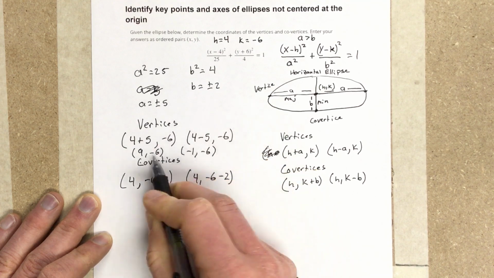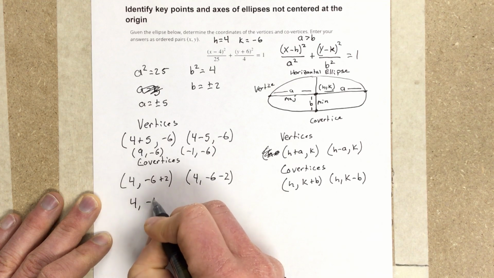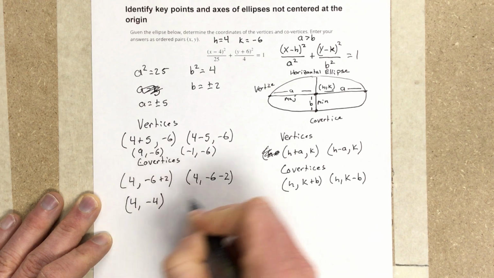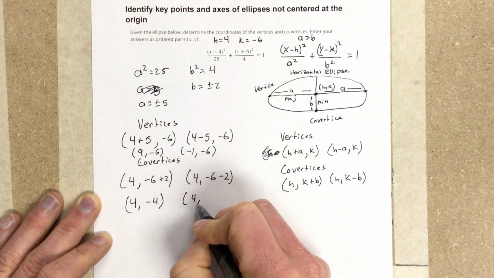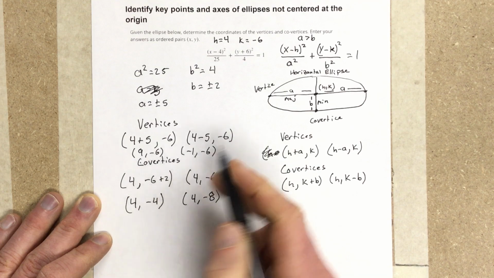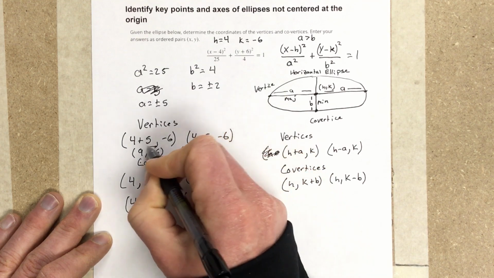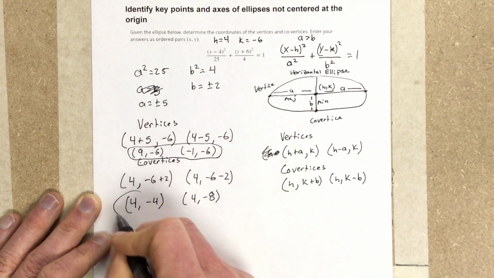So those are the two vertices, and the co-vertices are going to be 4, negative 4, and we would have 4, negative 8. And so we have the two vertices written right here. We're going to circle those. And we have the two co-vertices right here.